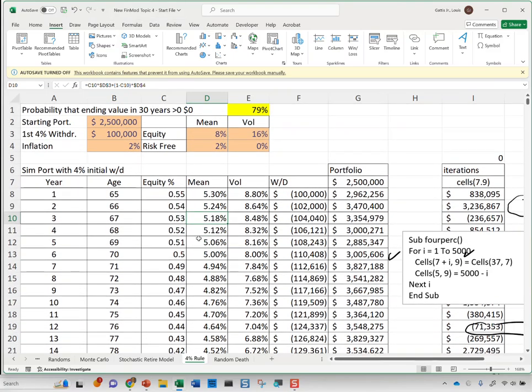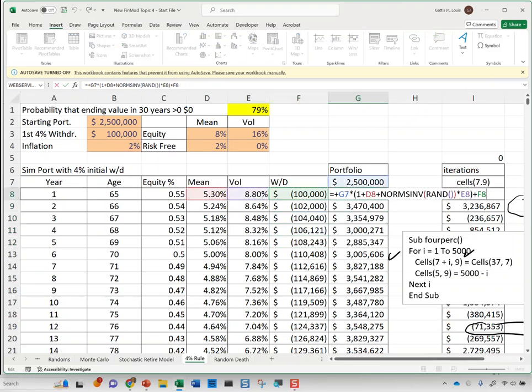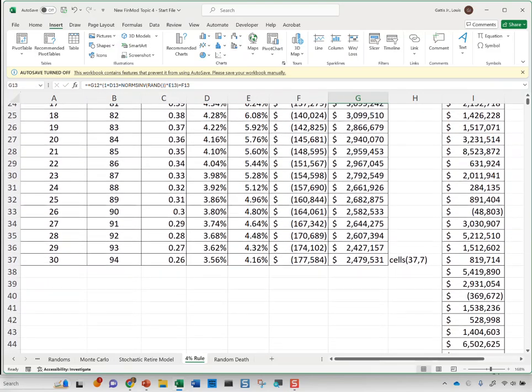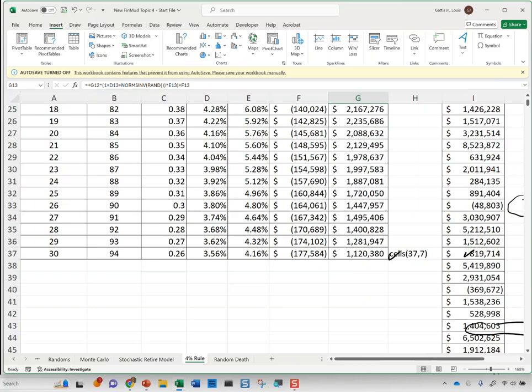And what I can do then is I have my withdrawal of $100,000. I have the withdrawal increase with inflation to maintain real consumption. And then I have my random walk model of portfolio. It shows that the portfolio value each period is the prior value times 1 plus the mean plus the random z times the vol, plus the negative withdrawal. So every time you hit F9, you can go down to the bottom and see whether at age 94, 30 years in retirement, you have a negative balance.